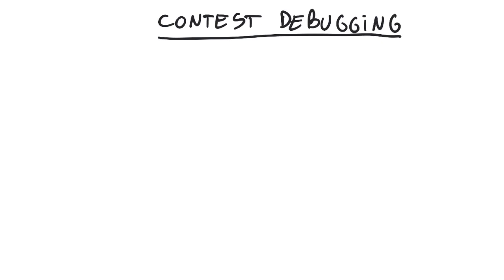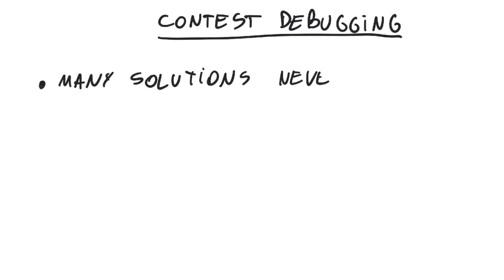For example, let's say you have many solutions that are never coded, right? You read all the problems, you've thought about them, maybe you've thought about solutions, you had the solution, and you actually never got around to coding them.